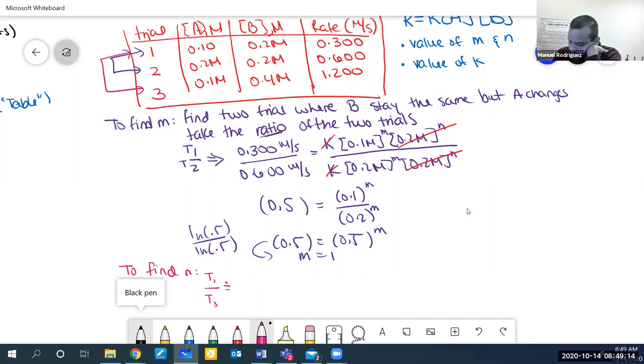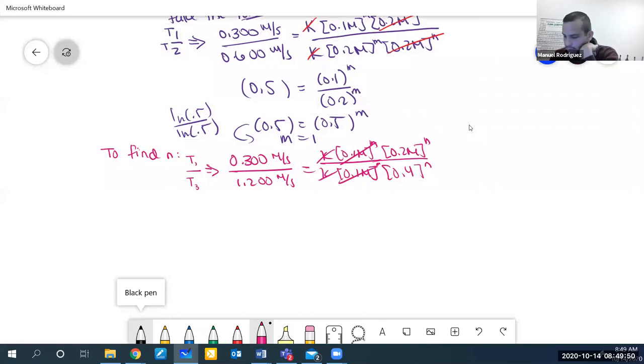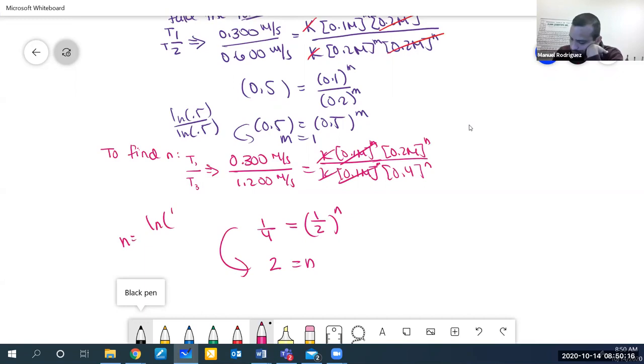If we do that, we just plug in the information: 0.300 divided by 1.200 equals, K cancels out, 0.1 to the M over 0.1 to the M also cancels out, and then we have 0.2 to the N divided by 0.4 to the N. So to find N, we end up with 1 divided by 4 equals 1 divided by 2 to the N. Then that means that N equals 2. And if you didn't know that, N will equal the natural log of 1 divided by 4 divided by the natural log of 1 divided by 2.